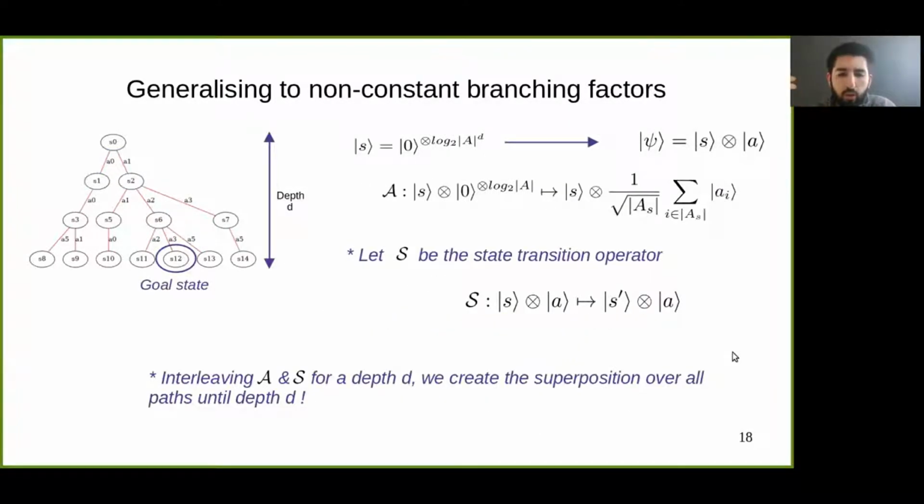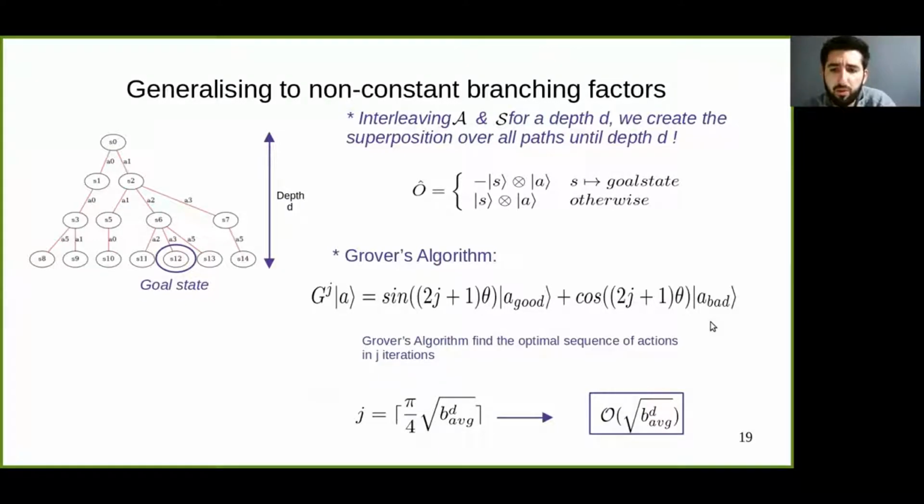Now, once we have a quantum operator that prepares the superposition over the edges of the tree, we need a new operator S that acts as a state transition operator. So this quantum operator S will guarantee that when we receive a state-action pair, we can map the state to the correct next state S prime. And so, interleaving A and S for a depth d, we can create a superposition over all paths until depth d. And now we just play the same game as before, right?